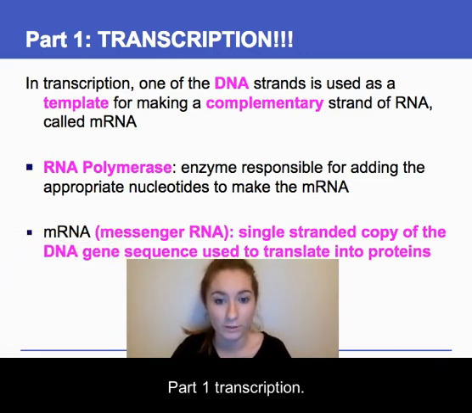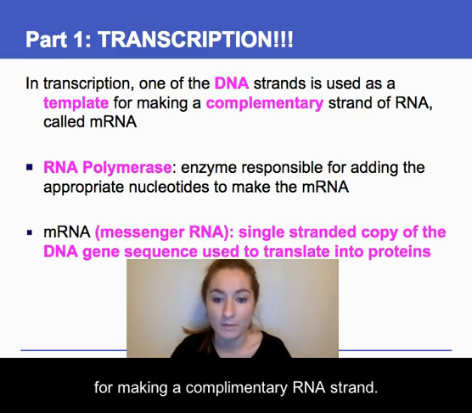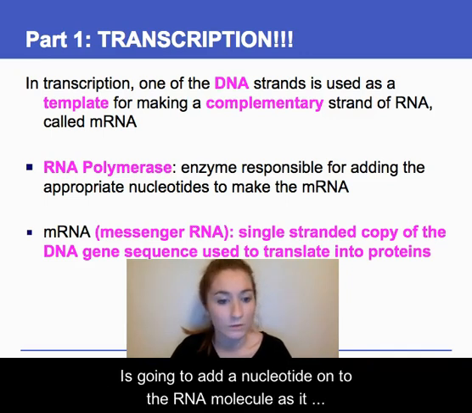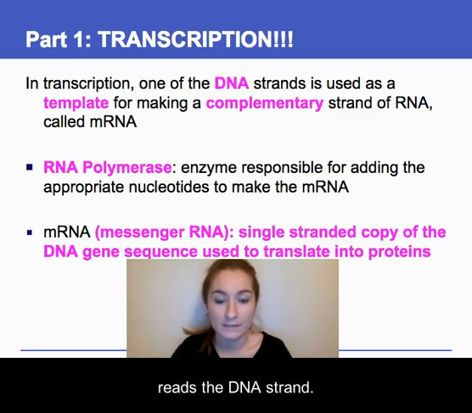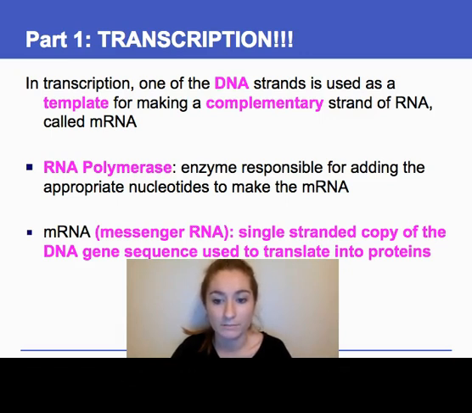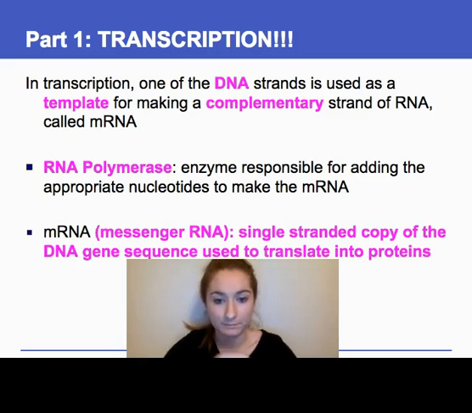Part 1, Transcription. In this part, one of the DNA strands is used as a template for making a complementary RNA strand. An enzyme called RNA polymerase is going to add the nucleotides onto the RNA molecule as it reads the DNA strand. Messenger RNA is made once the process is complete. This is a single-stranded copy of the DNA gene sequence used to make proteins.